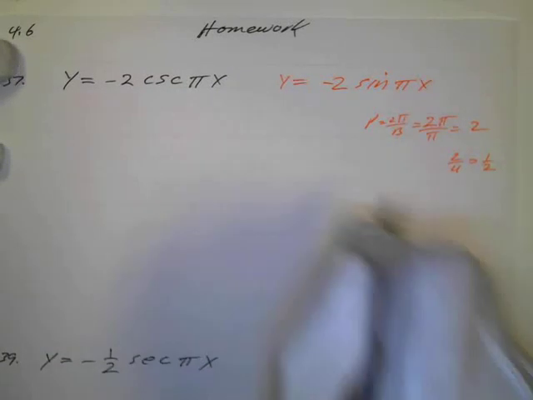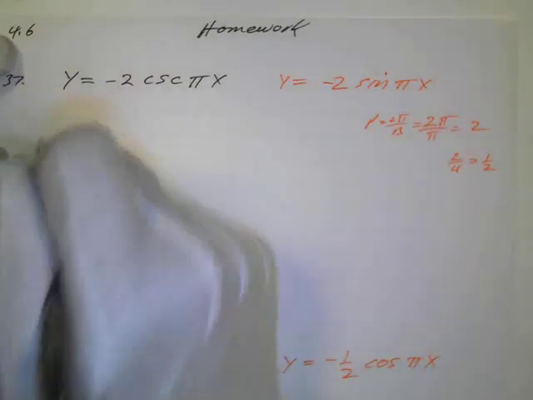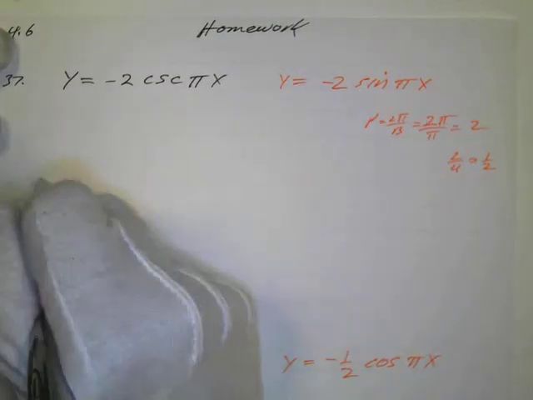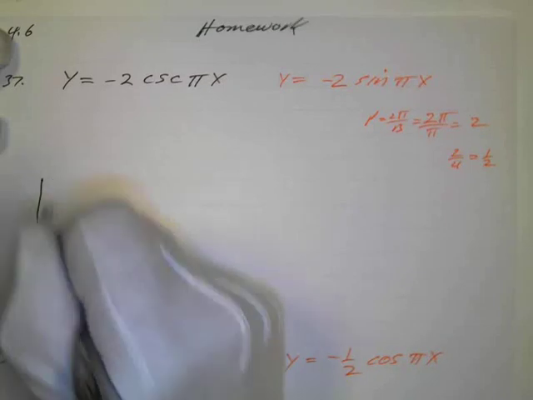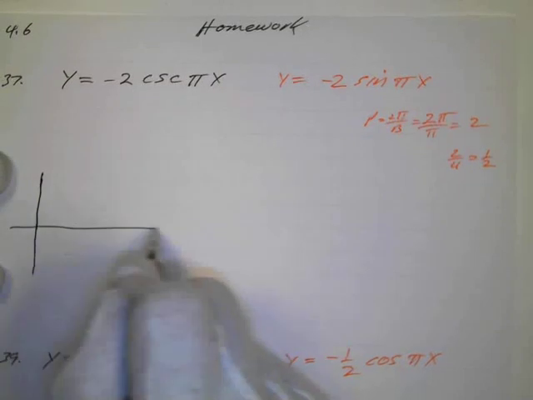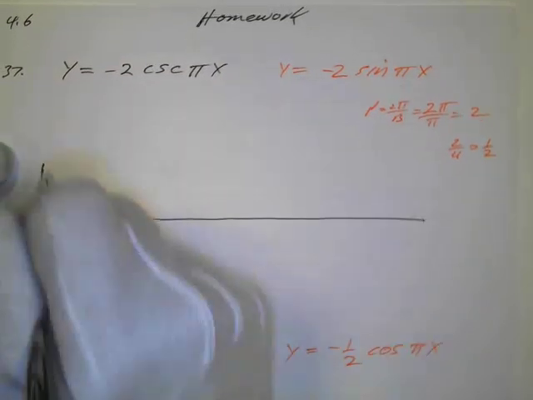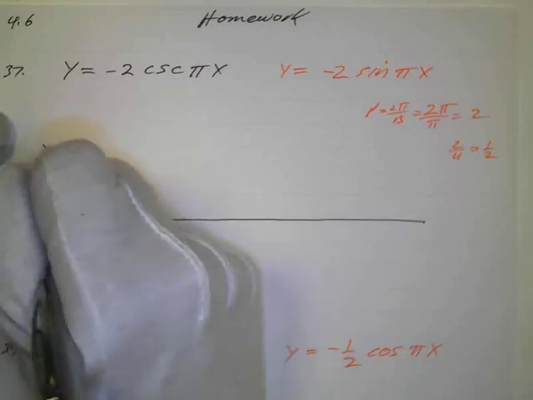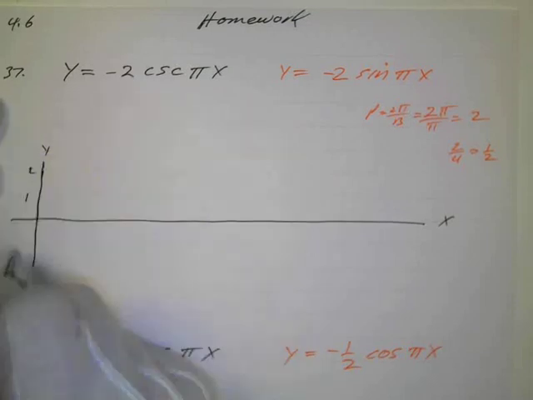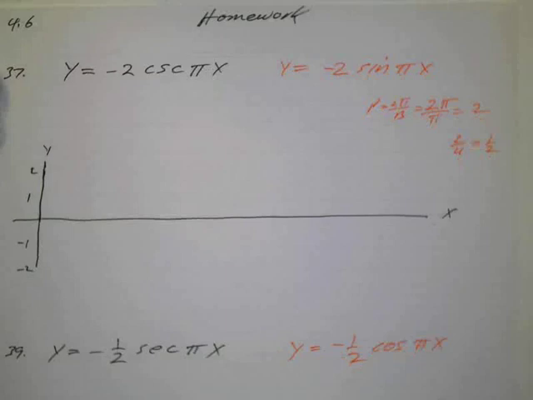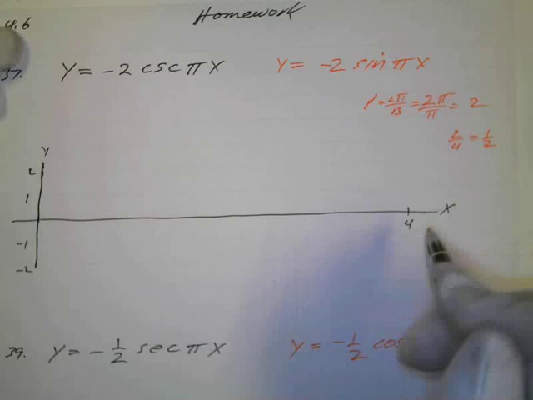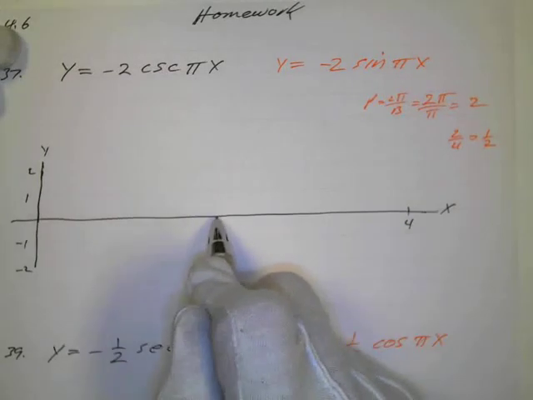My amplitude is 2, so I'll have to do this over here. So make sure I don't go down too far. Let's see, try it like this here. And we'll just call this y and x. We'll call this 1, 2, negative 1, negative 2. And we're going to go all the way out, we'll call this 4. And then we'll call this 2 here.